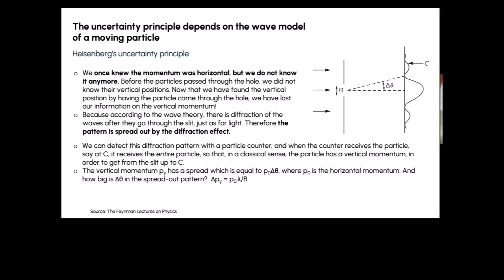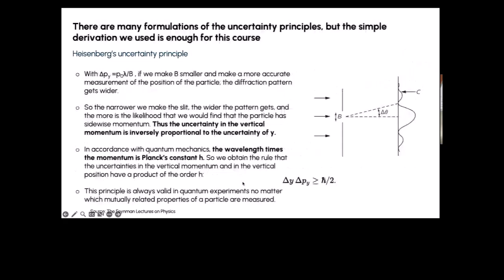Now we can detect this effect from the particle count, and when the counter receives the particle, say here, the particle has a vertical momentum in order to get from this slit up to Z. So the vertical momentum P_y has a spread which is equal to P0 times delta theta, where P0 is the horizontal momentum. That's just trigonometry. And now you can calculate how big the spread-out pattern is. It's delta P_y equals P0 times lambda divided by B, where lambda is the wavelength.